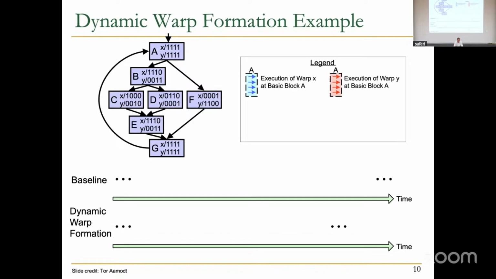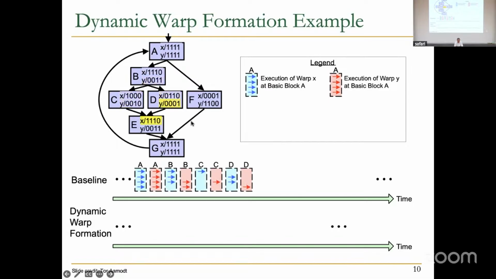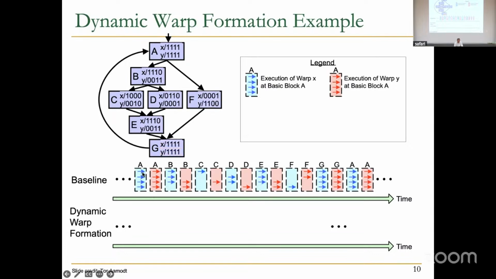And we're going to see the benefit of dynamic warp formation compared to the baseline. Baseline doesn't merge the warps together. I'm going to just animate the baseline, so you can follow this on your own or right now. But this is basically the execution path threads take. So initially, if you look at A, both warps are full. They have 4 threads, and they execute A.